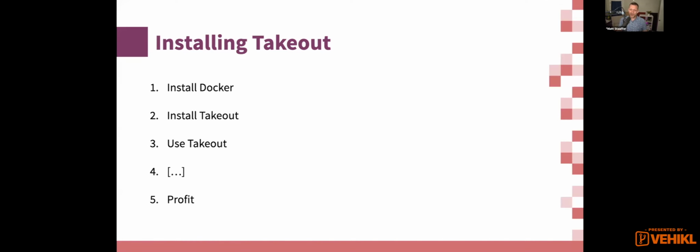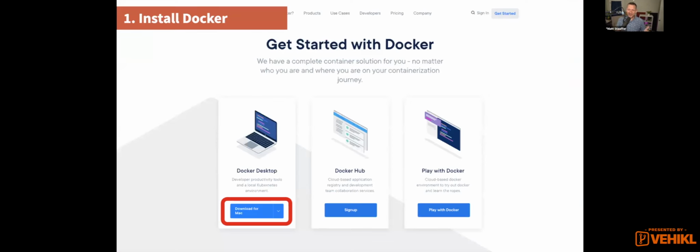You're going to install Docker. You're going to install Takeout. You're going to use Takeout. Then you're going to profit. So you go to the Docker website. You just hit download. You download and install it.